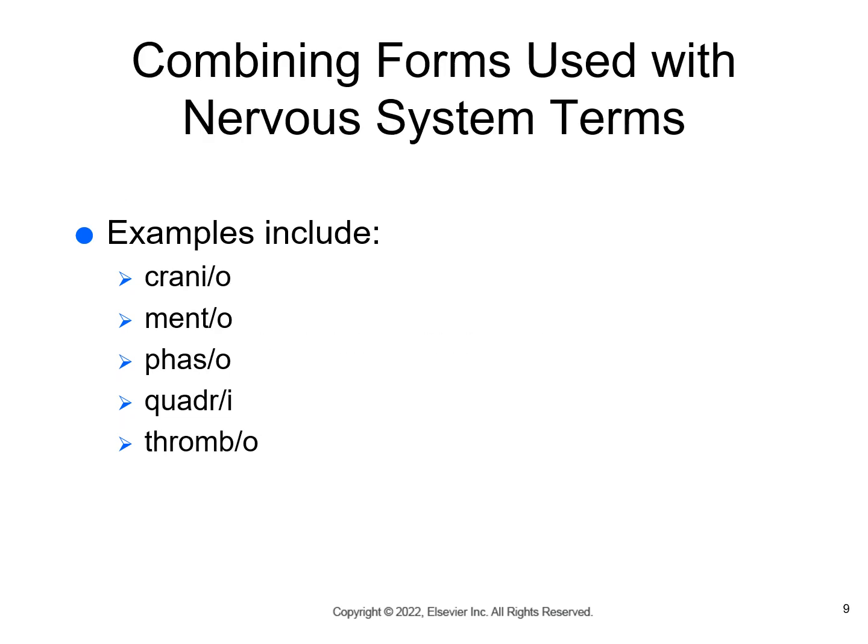Continuing with combining forms, we have cranio, which means cranium or skull. Mento is mind. Phaso means speech. Quadri, if you notice here, we have an I instead of an O. Quadri means four. And thrombo means blood clot.